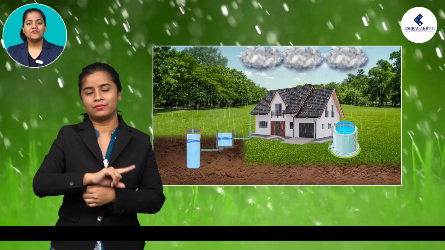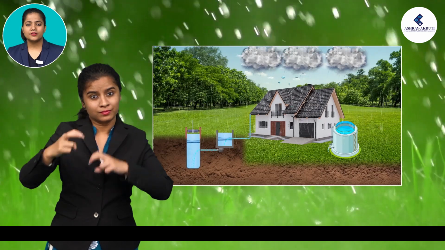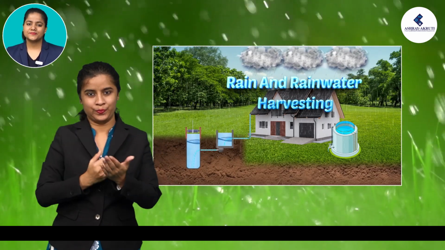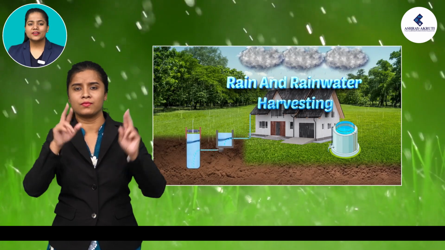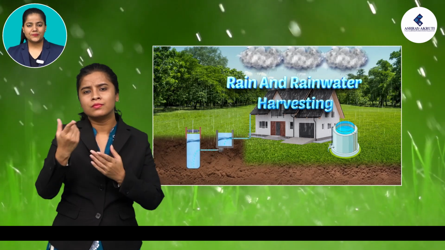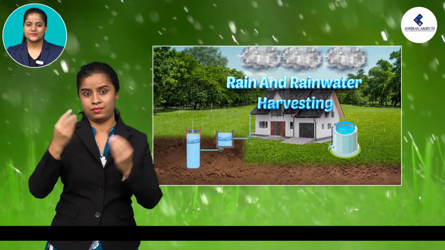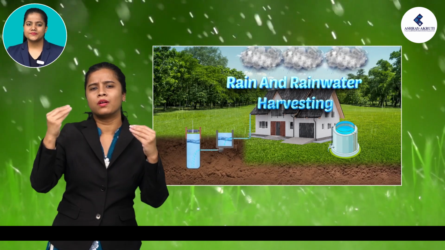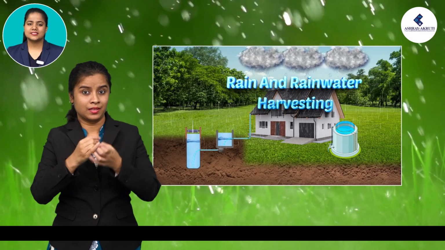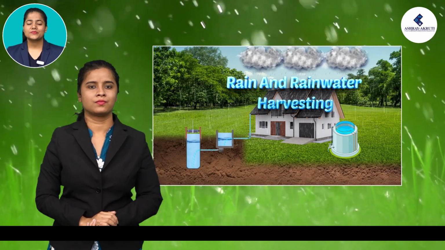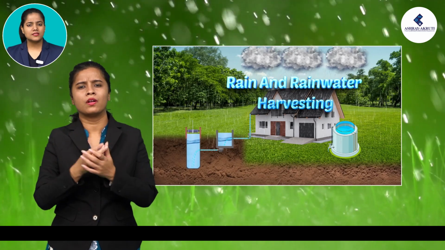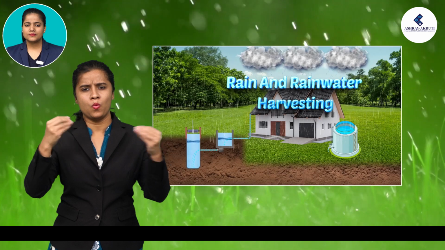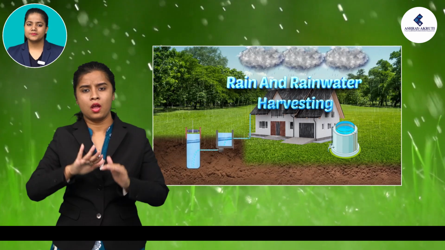Today, we will be exploring the topic of rain and rainwater harvesting. This topic is from the lesson Rain of class 6 Science, where we will find answers to questions like why it rains and how we get rain.